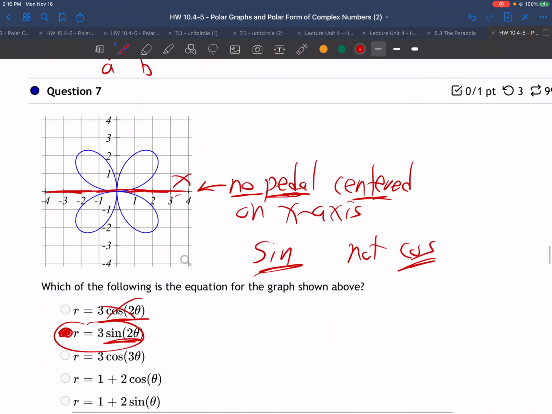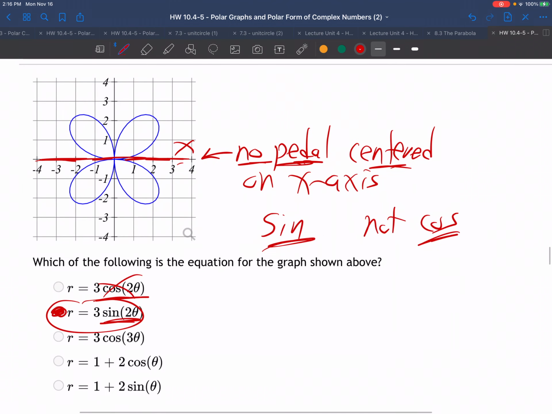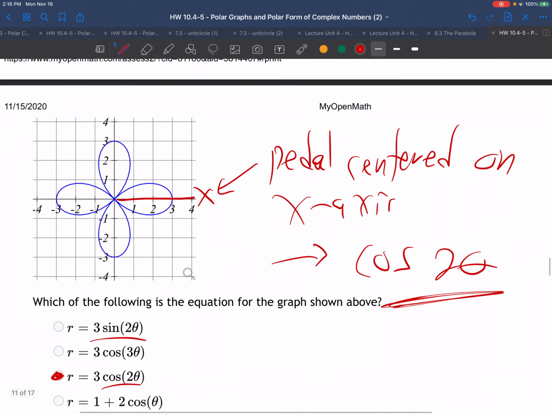Here's a rose that's not, this is a previous problem. Here's a rose that's not centered on the x-axis. See, here's the x-axis. There's no petal centered on the x-axis. That one is sine, not cosine. That's sine of 2 theta. Whereas this one is centered on the x-axis, so it's cosine of 2 theta.